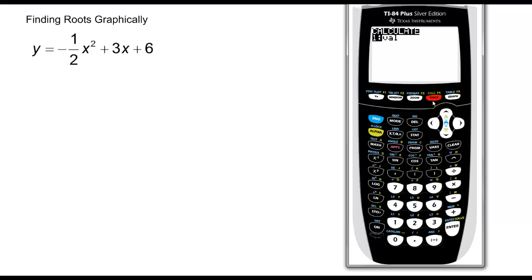Go second calculate, I'm going to hit intersect, number 5, and then what I need to do is get my intersection point, or that blinky guy, close to where it's going to intersect. This is a good spot, so I'll hit enter 3 times. And I have one answer of about -1.58.